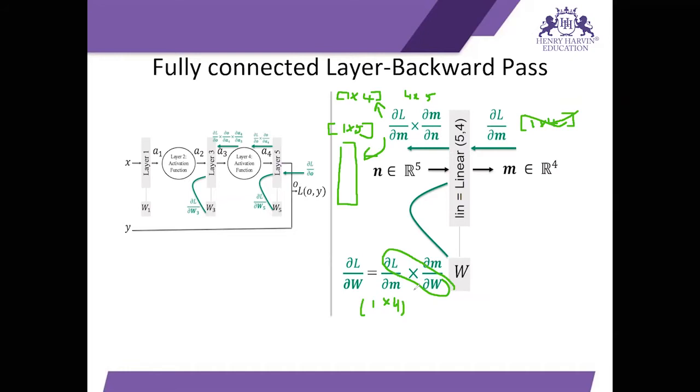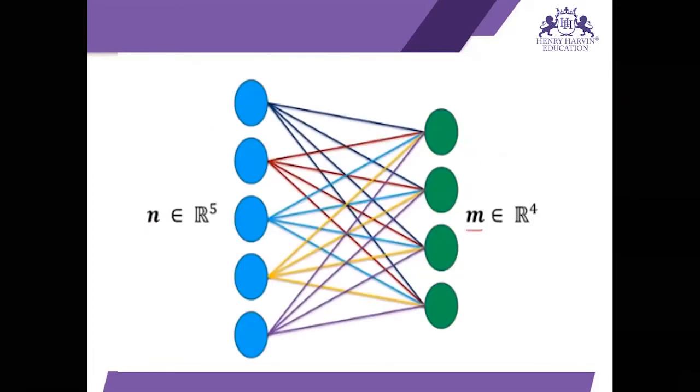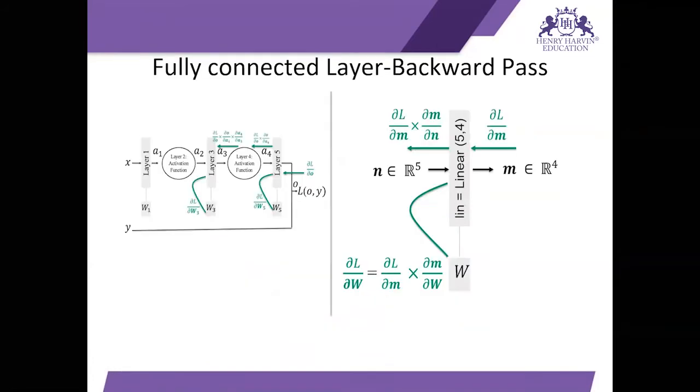And what is this Jacobian? This is a Jacobian of the output with respect to the weights. We are able to compute this because we are able to do all the partial derivatives of M with respect to W. Why? Because we know exactly what the function M is with respect to W. Here we can see that M1 is equal to N1 into W11 plus up to N5 into W15. So we are thus able to compute this Jacobian, because it is of the size of M, which is 4, and the size of W, which is 20.